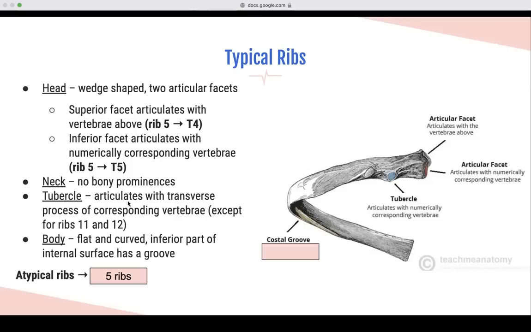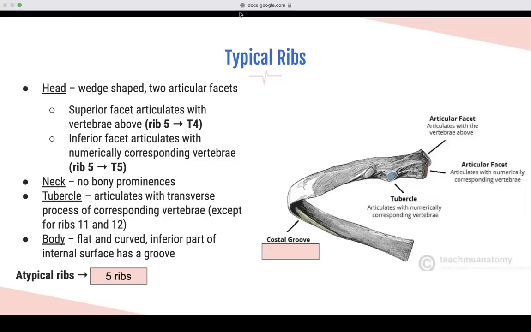It articulates with the transverse process of the corresponding vertebrae except for ribs 11 and 12. That's why they're atypical ones, and we'll get to it. The body is flat and curved, and the inferior part of the surface has a groove, which is called the costal groove. This is the important part in most ribs. So what is the significance of this groove? What does it contain?